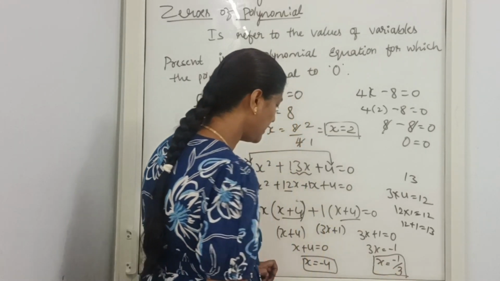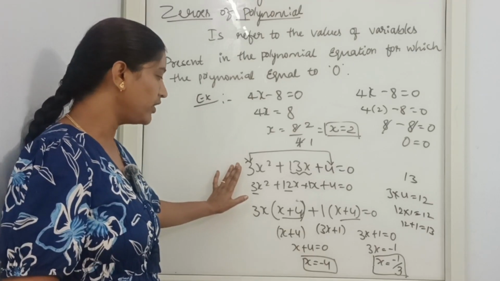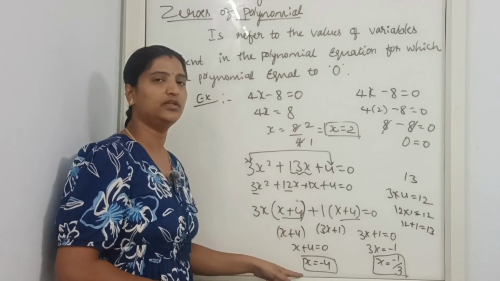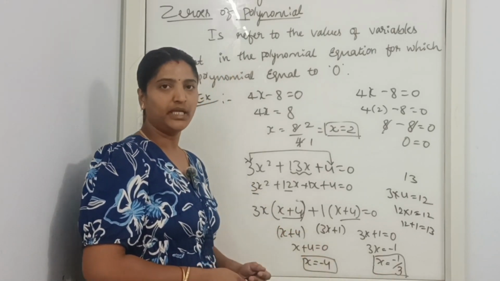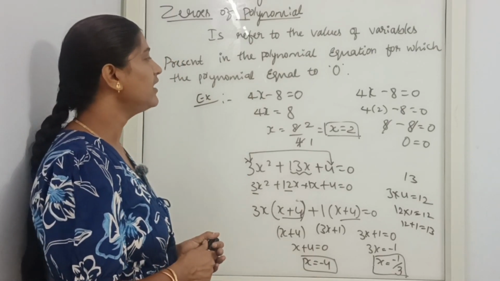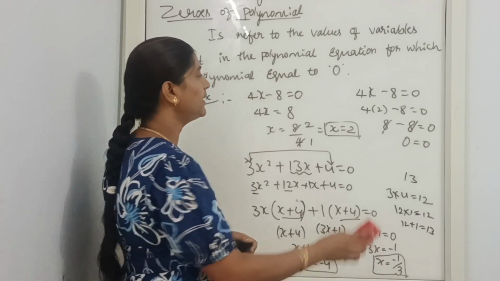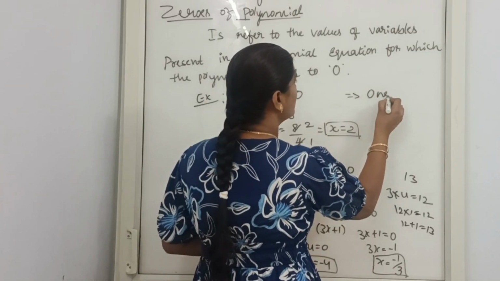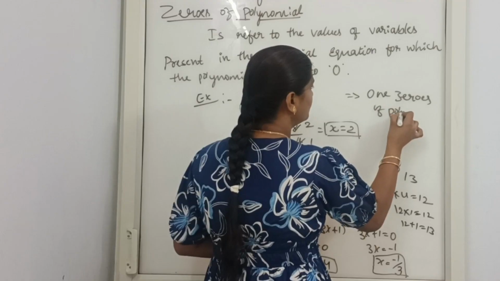Okay. So that means the given polynomial will be equal to 0 if you substitute the variable value either minus 4 or minus 1 by 3. That means we confirm here the linear equation will be having 1 zero of the polynomial. How many zeros? Here in the linear it is 1 zero of polynomial.